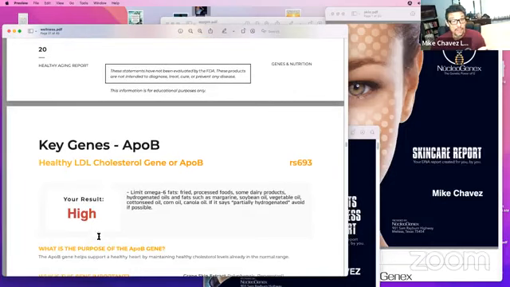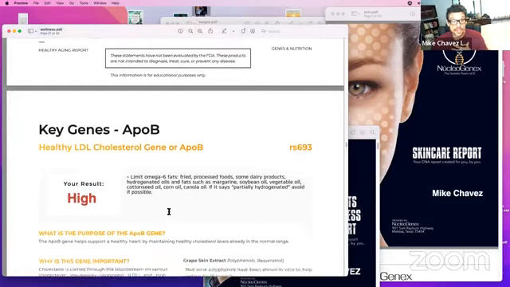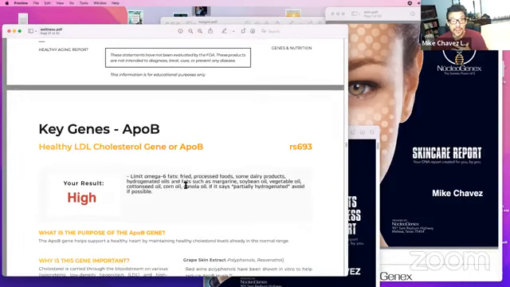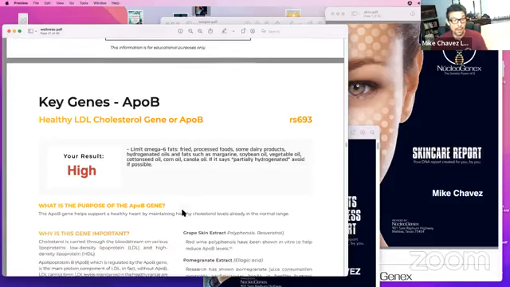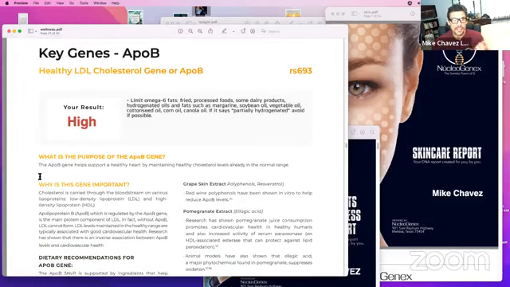You can see right here, my result was high, so it's in red. This is the healthy LDL cholesterol gene, the APOB. It gives a lifestyle recommendation: limit omega-6 fatty acids, fried processed foods, some dairy products, hydrogenated oils and fats such as margarine, soybean oil, vegetable oil, cottonseed oil, corn oil, canola oil. If it says partially hydrogenated, avoid it if at all possible. And then it tells you what the gene is. This gene will help support a healthy heart by maintaining healthy cholesterol levels already in the normal range.